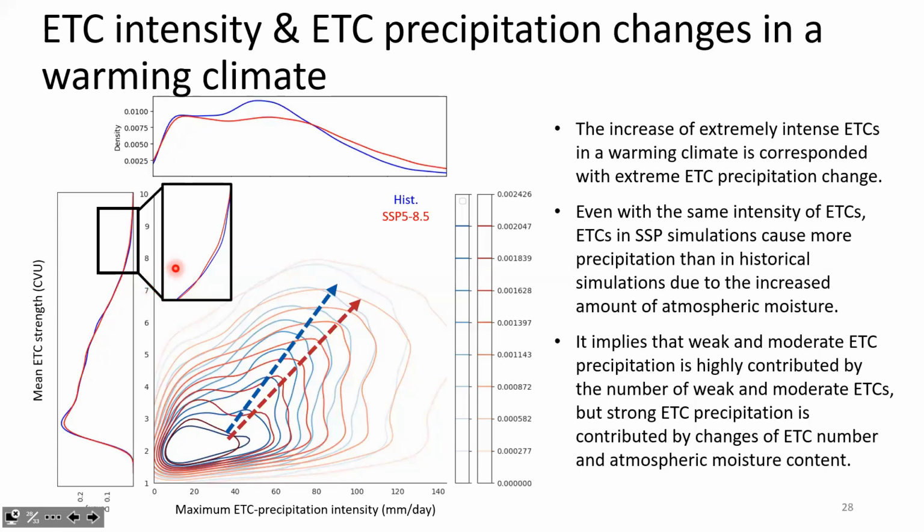So this research indicates that the cyclone precipitation change could be closely related to future change of East Asian cyclones. And from this joint PDF, it is confirmed that even with the same intensity of cyclones, cyclones in a warming climate simulation can cause more precipitation than in historical simulation. I think it could be due to the increased atmospheric moisture content in a warming climate.